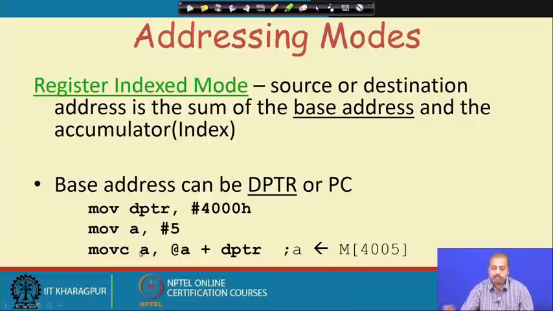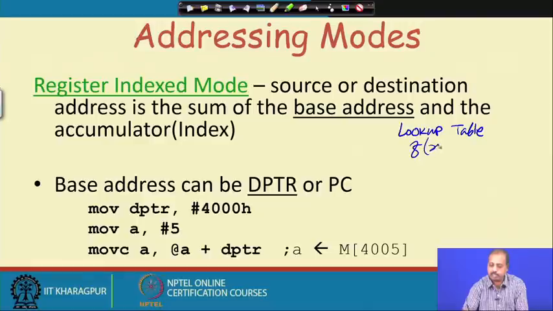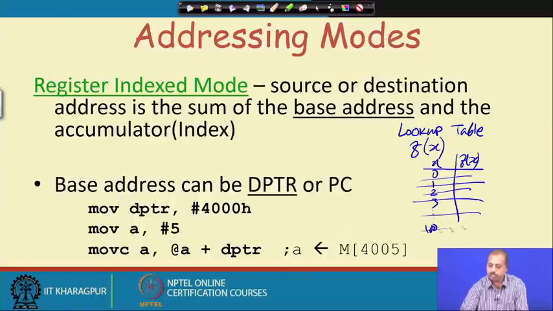This is useful when you have some sort of lookup table. Whenever we have a lookup table, maybe we have some function f(x), and for different values of x we have a table. This is the x and this is the f(x). So this is 0, 1, 2, 3, up to some value, say up to 100. We have computed the values and those values are stored.